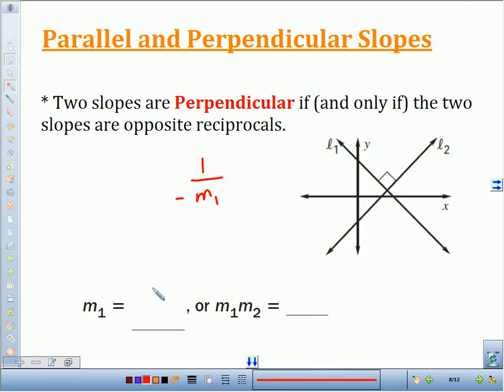So that means we could say that M1 is equal to 1 over negative M2. Another way to look at this is that if we took the slopes of both of our lines, L1 and L2, and we multiplied them together, that is, we multiplied M1 times M2, we would get negative 1. If that's true, then the two lines are perpendicular. But that's the only time that the two lines are perpendicular.